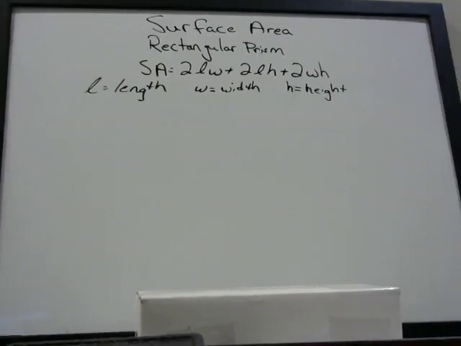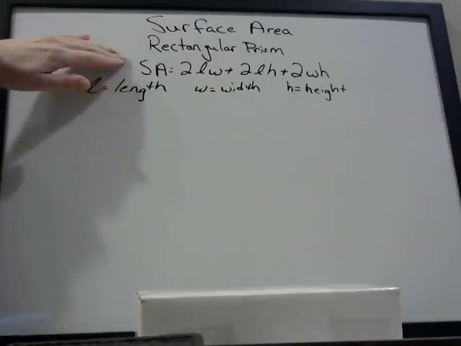Here we're going to talk about how to find the surface area of a rectangular prism. A rectangular prism is also sometimes called a right prism. The formula for this type of problem is on the formula sheet, so you don't need to memorize it, but you do need to understand it.